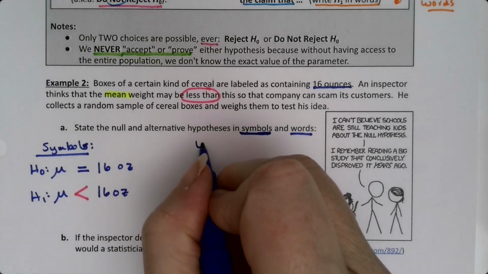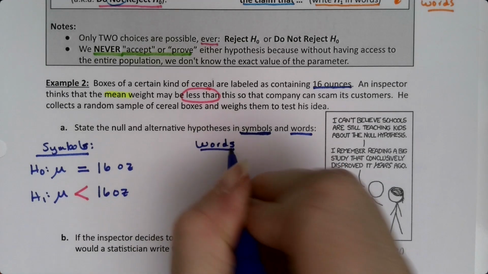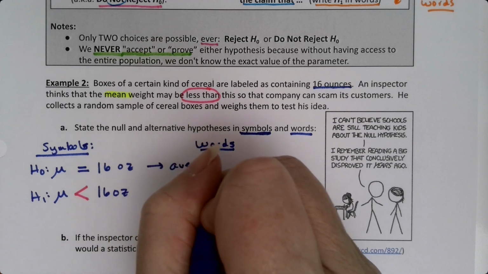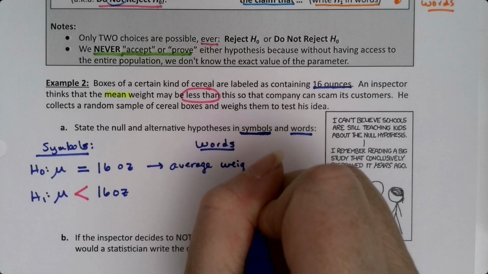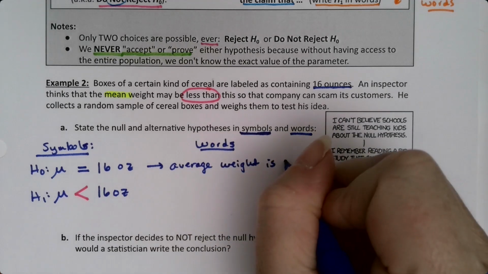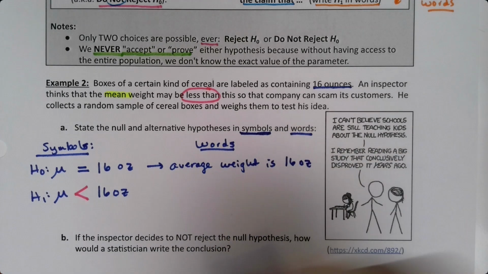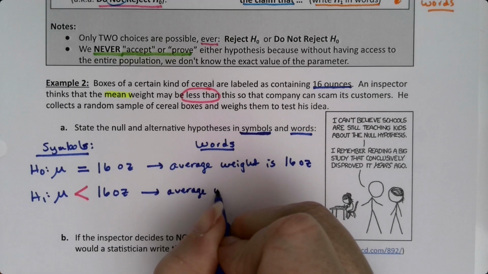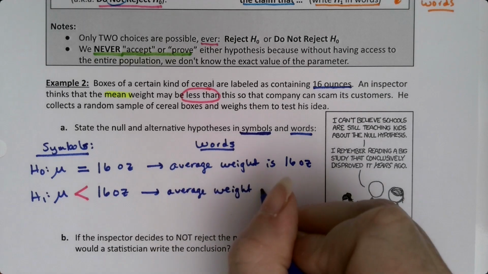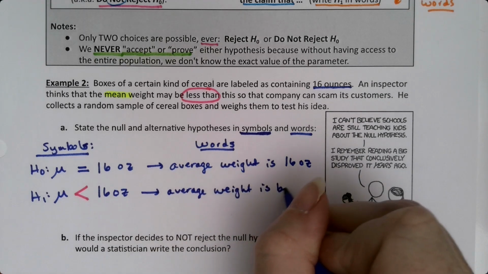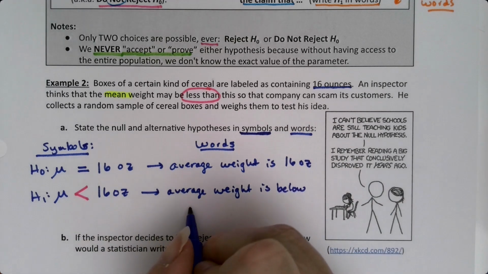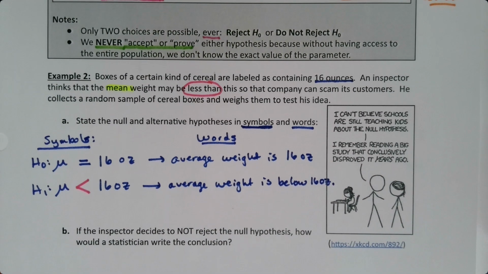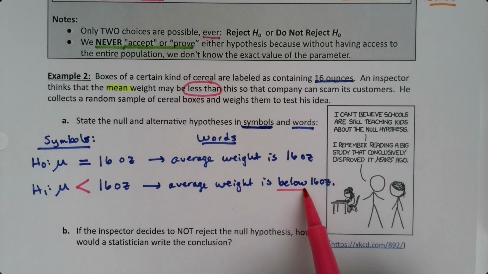Okay, so let's translate this to words. This would be the average weight is 16 ounces. This is the average weight is below or lower than 16 ounces. You've got to have that direction word in there.